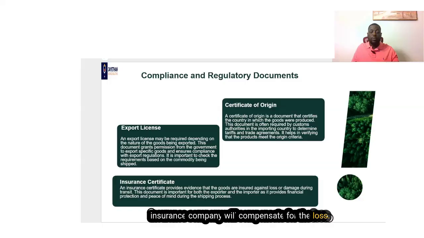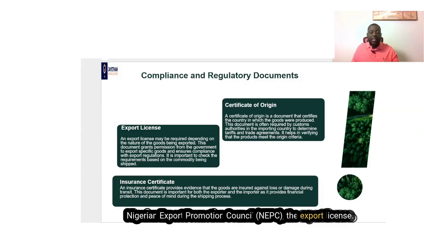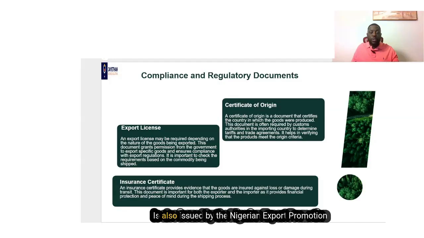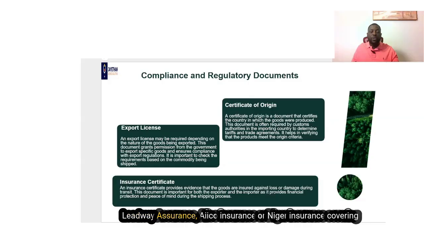compensate for the loss. In conclusion, the certificate of origin is issued by the Nigerian Export Promotion Council, NEPC. The export license is also issued by the Nigerian Export Promotion Council after company registration as an exporter, while the insurance certificate is issued by companies like Leadway Assurance, AIICO Insurance, or NEM Insurance covering goods in transit.